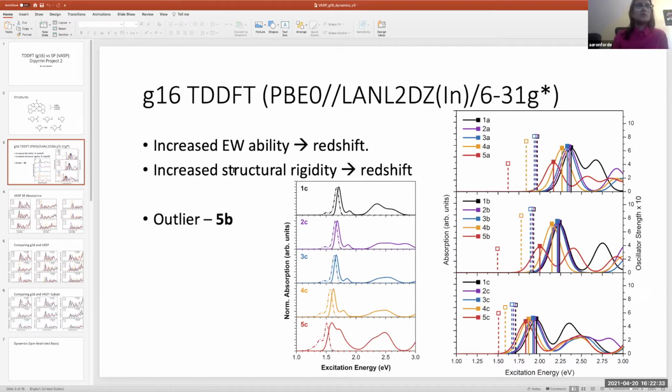So the structural rigidity, that makes sense to me because you're just increasing your confinement, which you would expect a redshift. The electron withdrawing group inducing redshift, that's not as intuitive to me, but it's a clear trend where you can see that in this middle panel, from 1 to 5, there's a bigger shift.